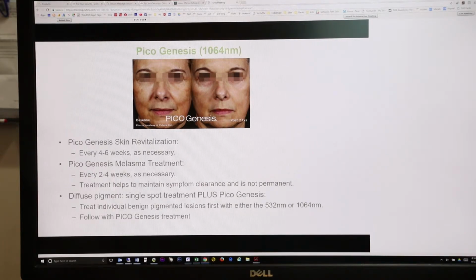And our best protocol is to do the single spot treatment with the 532, the 3-4 millimeter spot size of the settings that it has in the book, followed by this PicoGenesis, which is a painting technique. So you have the individual spots, which I'm going to show you in a second, and then the PicoGenesis is you're doing it right over that spot that you did in a painting fashion. Okay, and so you're going to use the 1064 for that. And again, the settings are in the book. Let me show you a video.